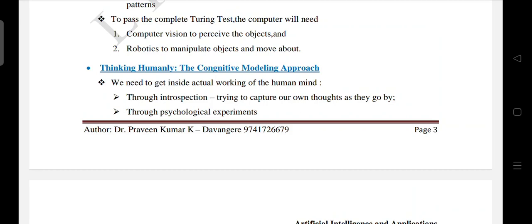Thinking humanly, the cognitive modeling approach. We need to get inside the actual working of the human mind. Through introspection, trying to capture our own thoughts as they go by. Through psychological experiments.